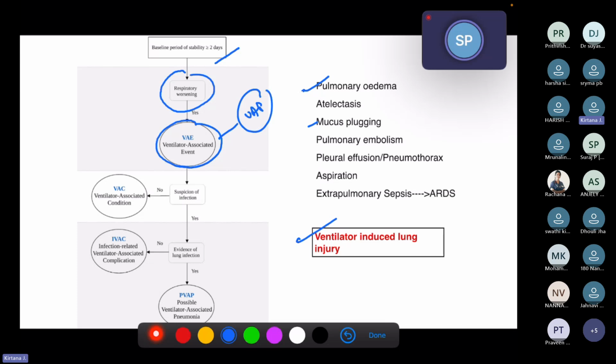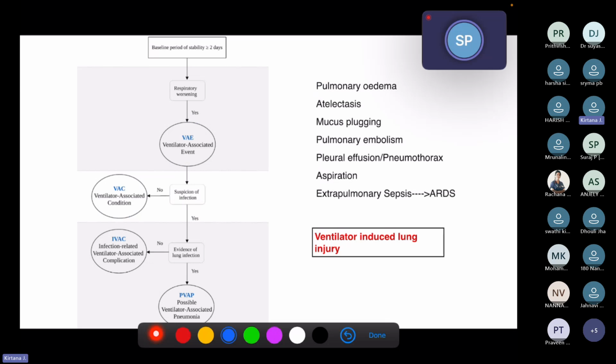A patient who has been ventilated for some other reason, like a decreased sensorium, develops worsening; even ventilator-induced lung injury is a reason for a ventilator-associated event. So whenever you can rule out suspicion, you label it as a ventilator-associated condition, and VILI needs to be considered as an important differential when the patient develops a ventilator-associated condition.